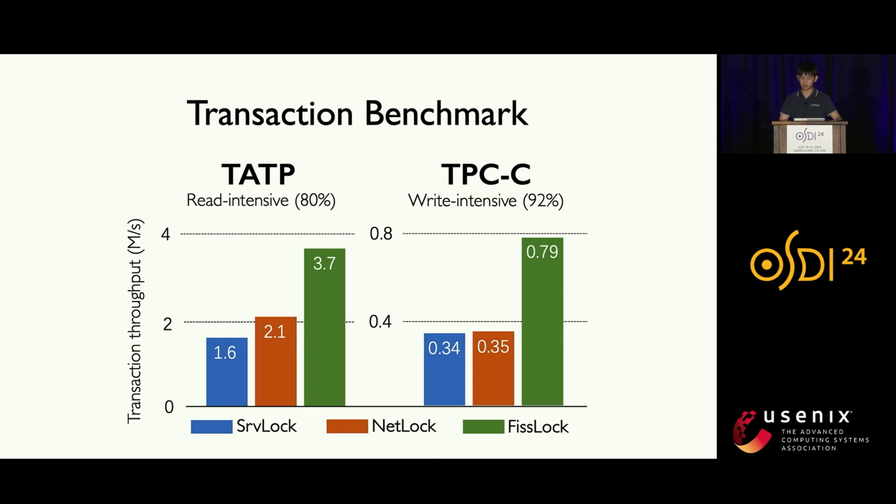Finally, we use a transaction benchmark to demonstrate the end-to-end performance of FISLock in distributed applications. It shows that FISLock can accelerate transaction processing in representative benchmarks, including TATP and TPCC, by around 2 times as compared with existing lock manager designs.